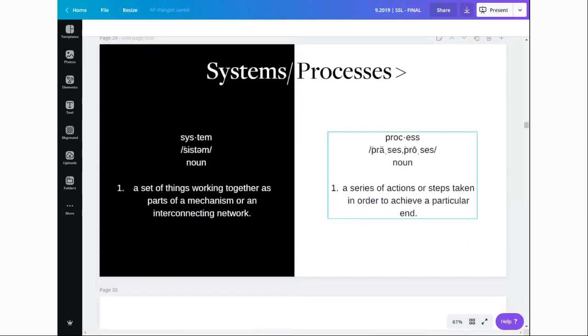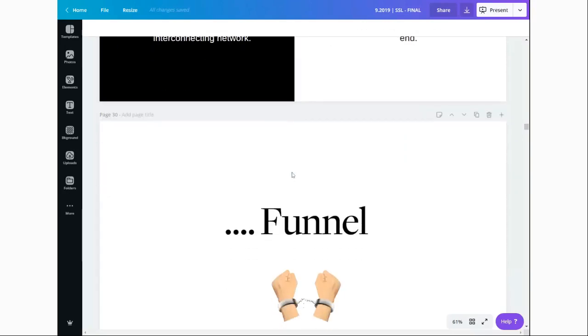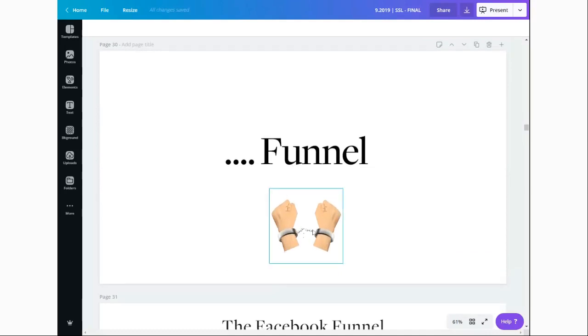So here's the deal. Systems and processes, right? This is what the rich use to get rich. A system is a set of things working together as parts of a mechanism or an interconnecting network. A process is a series of actions or steps taken in order to achieve a particular result. So in order to make an infinite amount of sales or new customers, or whatever your goal is, you're going to need to leverage systems and processes instead of leveraging your time. Trading time for money is not what we're doing anymore. With ads and with a funnel, you don't have to do that. You can literally break the chains of trading time for dollars.